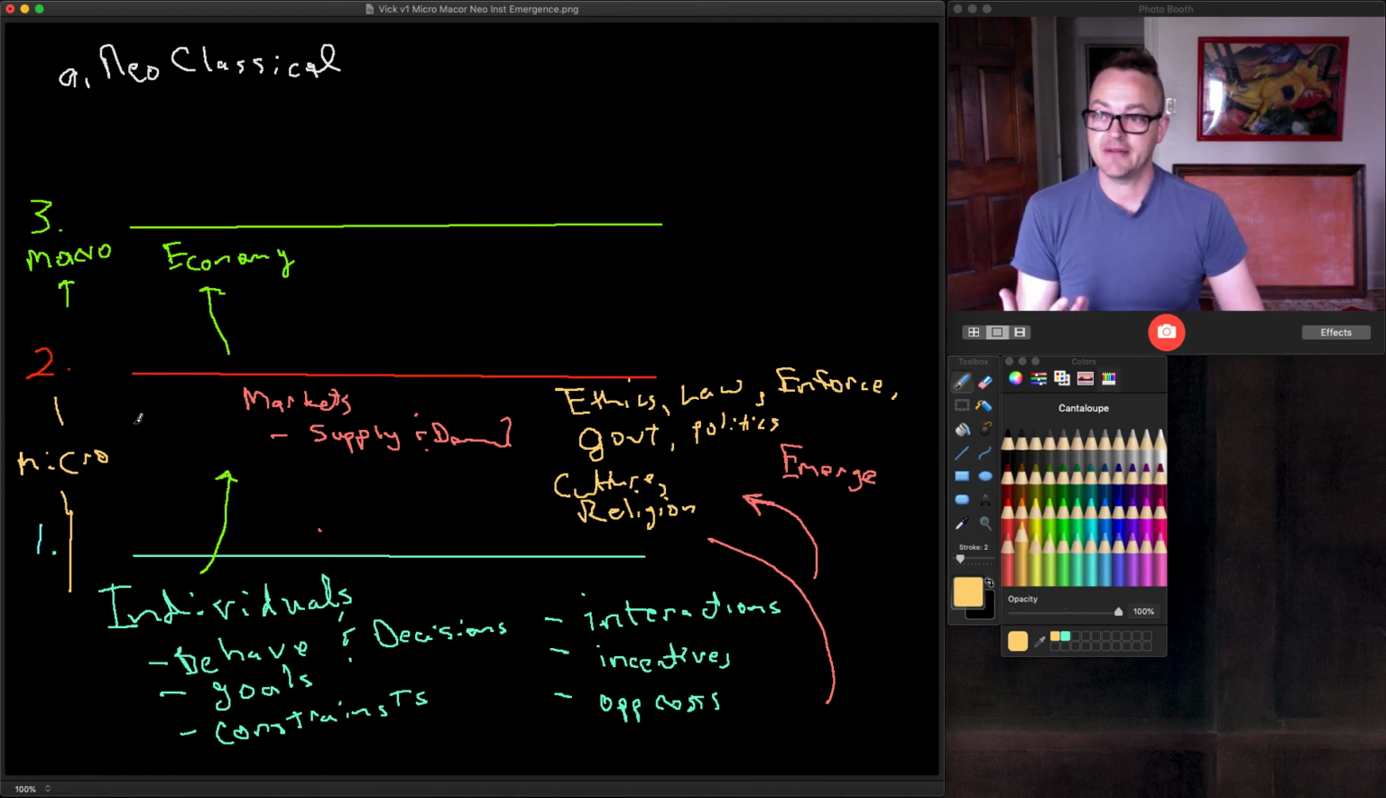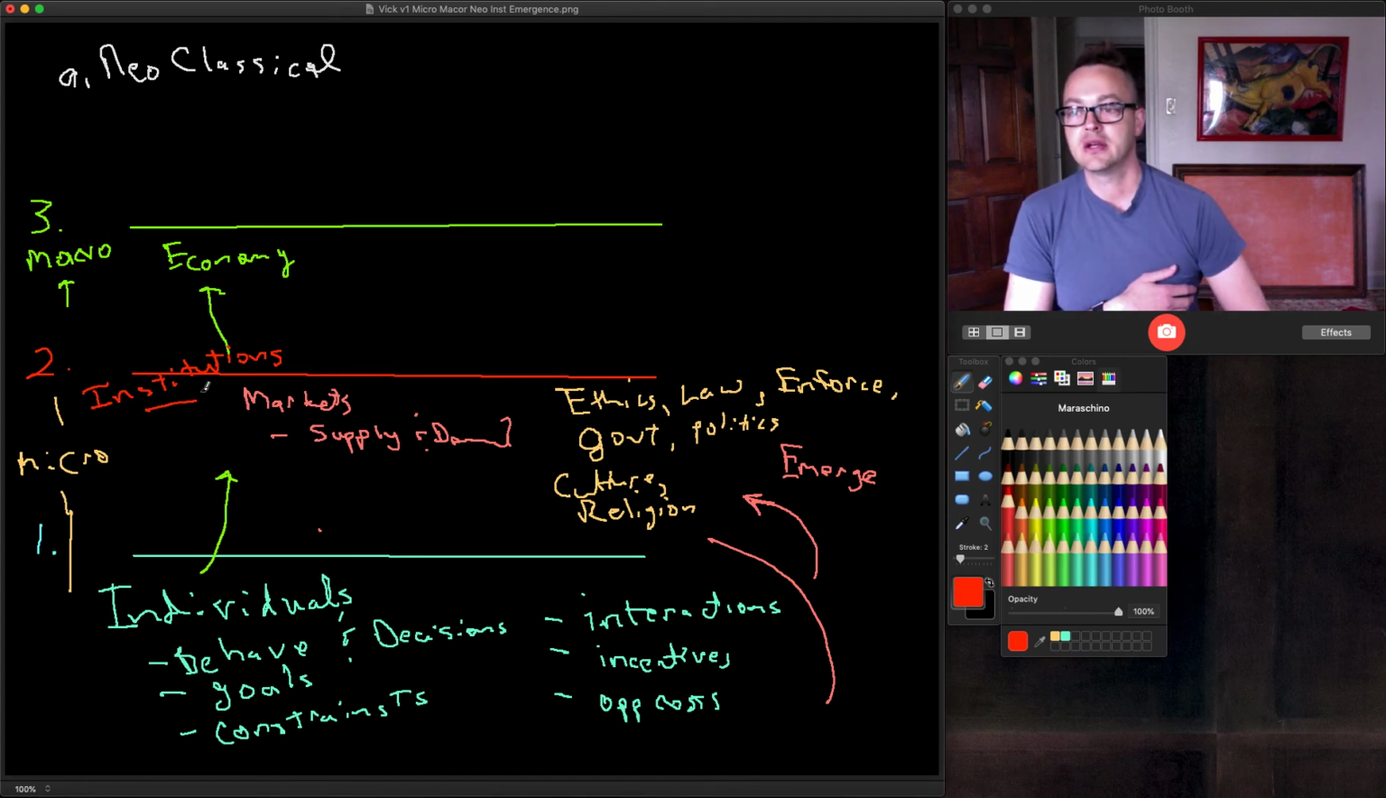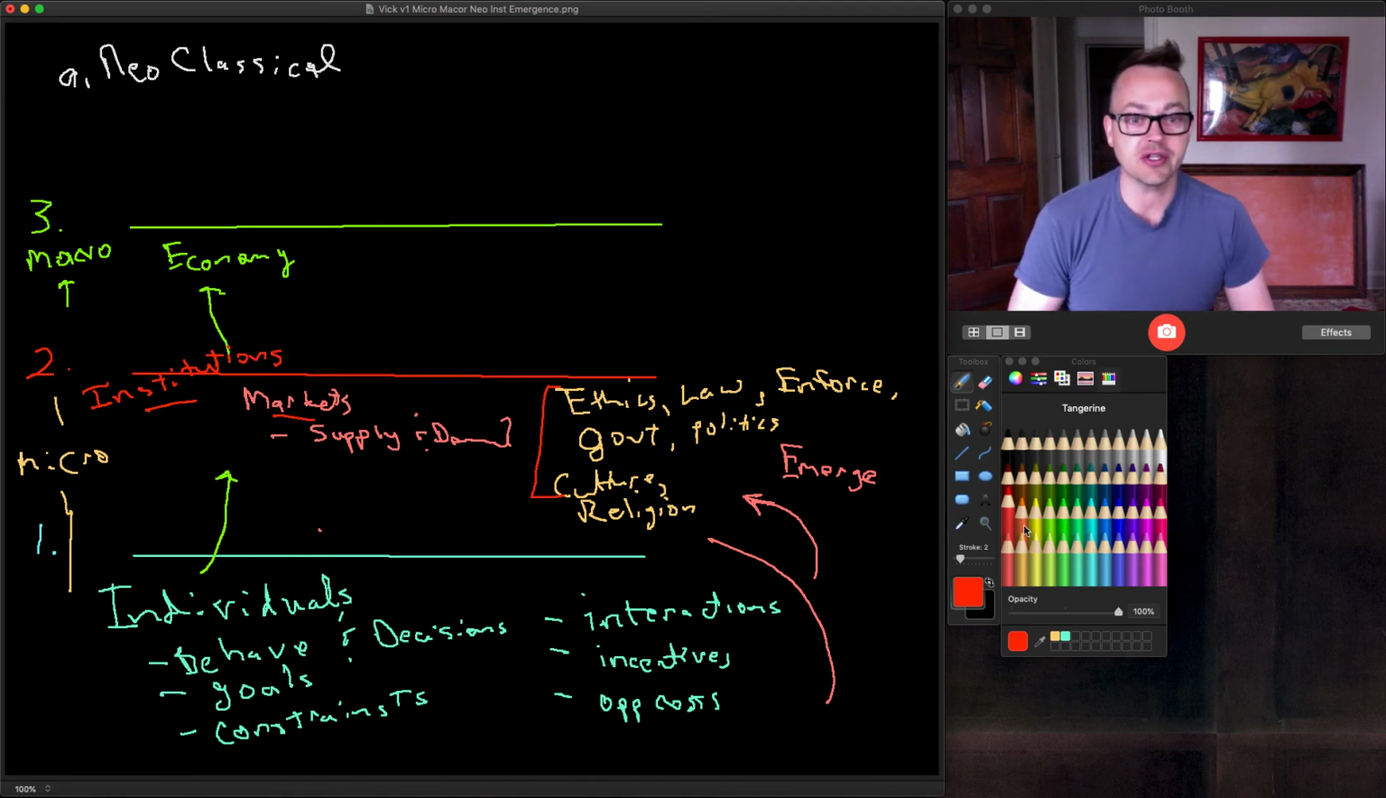So that's why I left this blank over here. I don't want to make number 2 just the level of markets; it's overall the level of institutions. Okay? The level of institutions. One of these types of institutions is markets and the way our economy runs. But there are other institutions going on as well.